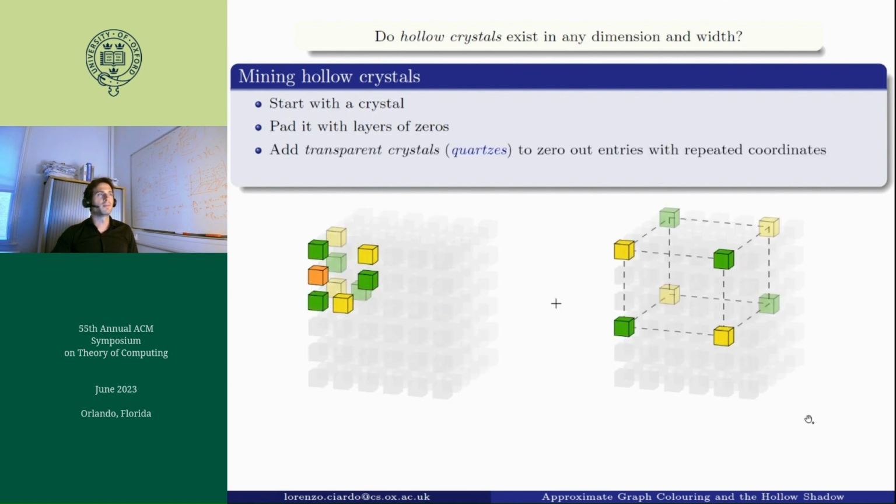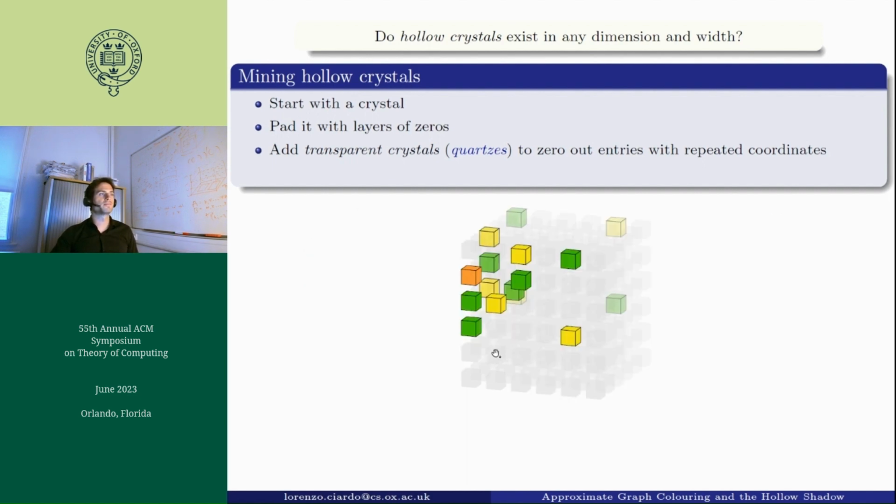So this is an example of a transparent crystal, which we call a quartz. So you see that if I sum this tensor with this tensor, here I have a -1 and here I have a 1. So they're going to cancel each other out. And here I get 0 as wanted.